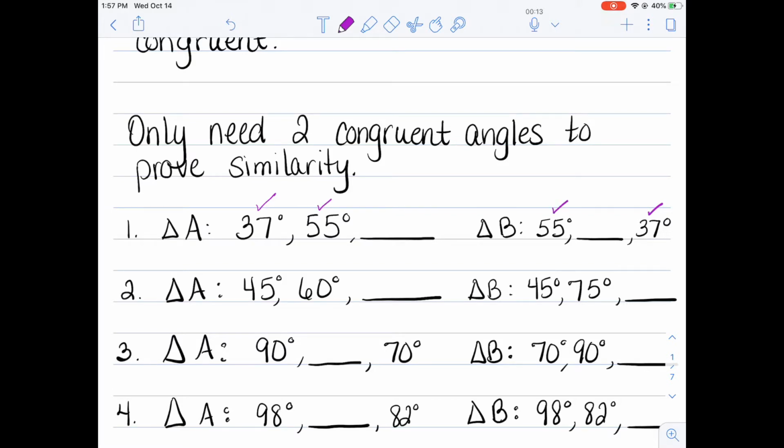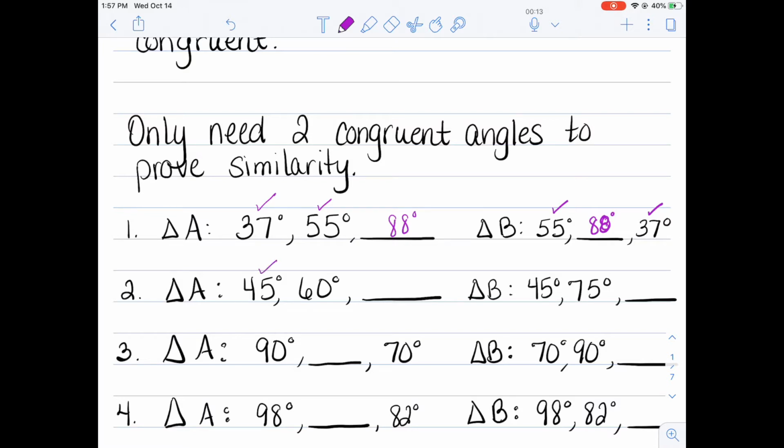So we don't even have to figure out what the missing angle is. We already know that these are similar. So we've proved similarity. We could add these two together and then subtract from 180 and we would find out this is 88. So this has to be 88.